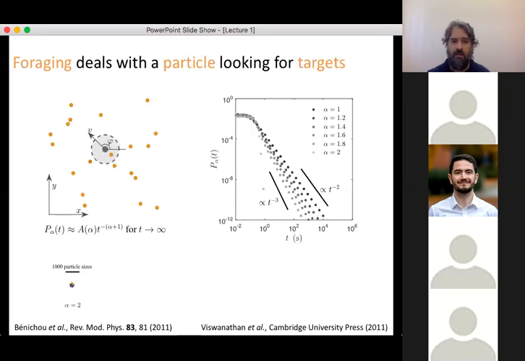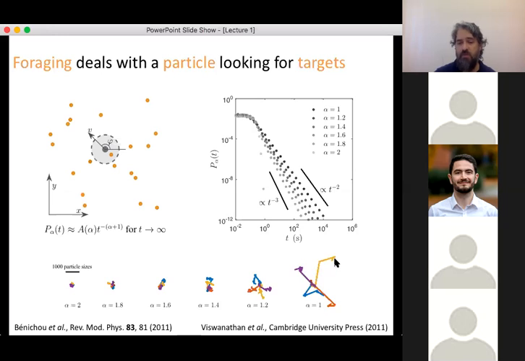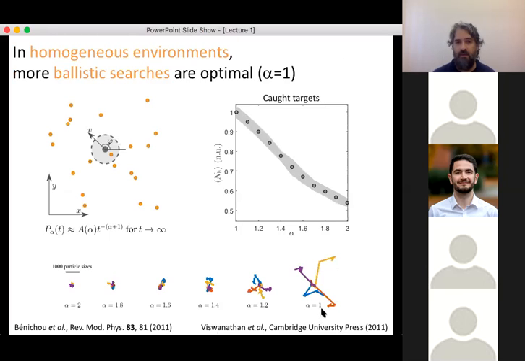Again, we can look at trajectories. You see several trajectories. Since these are active Brownian particles, they move around, but they move around very close to their initial position. But as alpha becomes smaller and smaller and eventually becomes 1, you see that there are once in a while these huge directed flights, the Levy flights. So you see that this space is explored in very different ways, going from alpha equal 2 to alpha equal 1. And obviously, this means that the number of targets you catch changes.